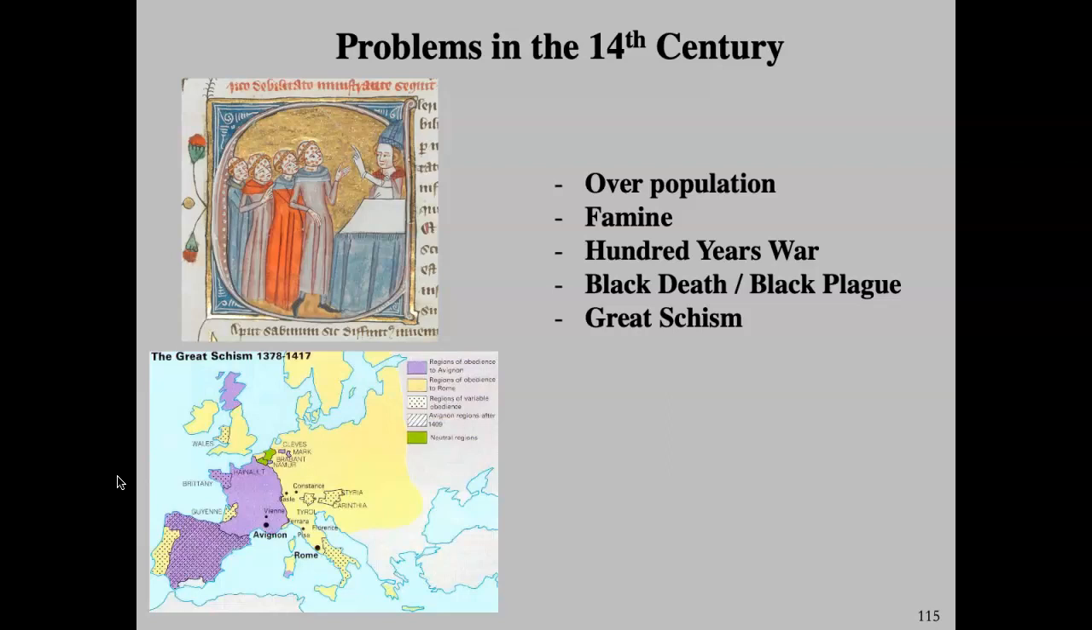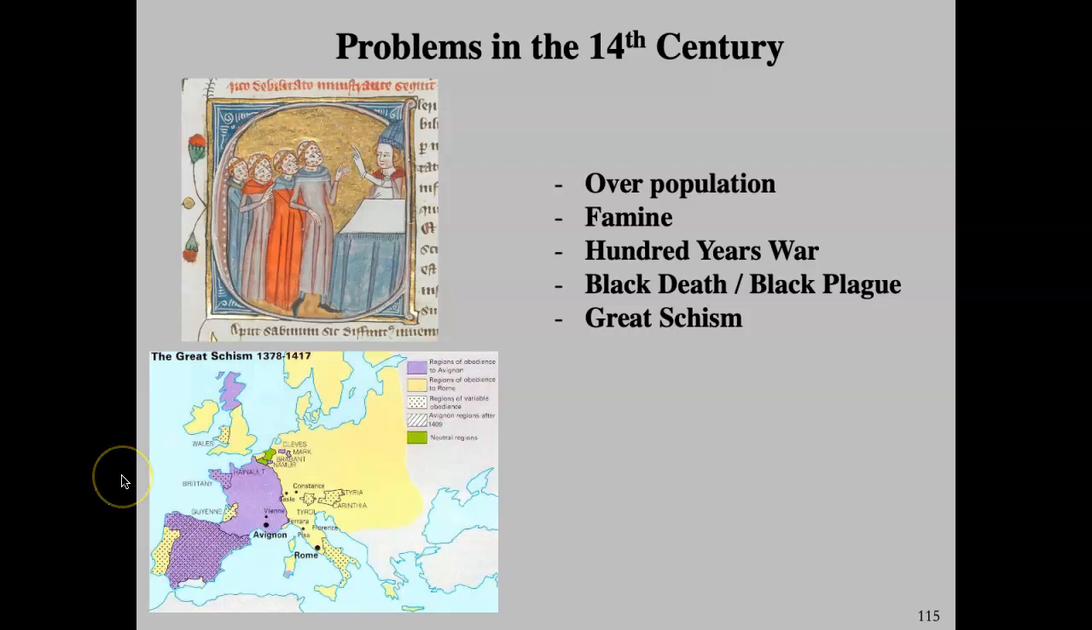Western Europe experienced some critical problems in the 14th century. The prosperity of the 13th century led to population growth, and this overpopulation led to food shortages that resulted in famine. There were peasant revolts and uprisings during this time. Also, between 1337 and 1443, there was the 100 Years' War fought between England and France. The plague, or Black Death, led to the death of perhaps as much as 40% of the population of Europe during this period.